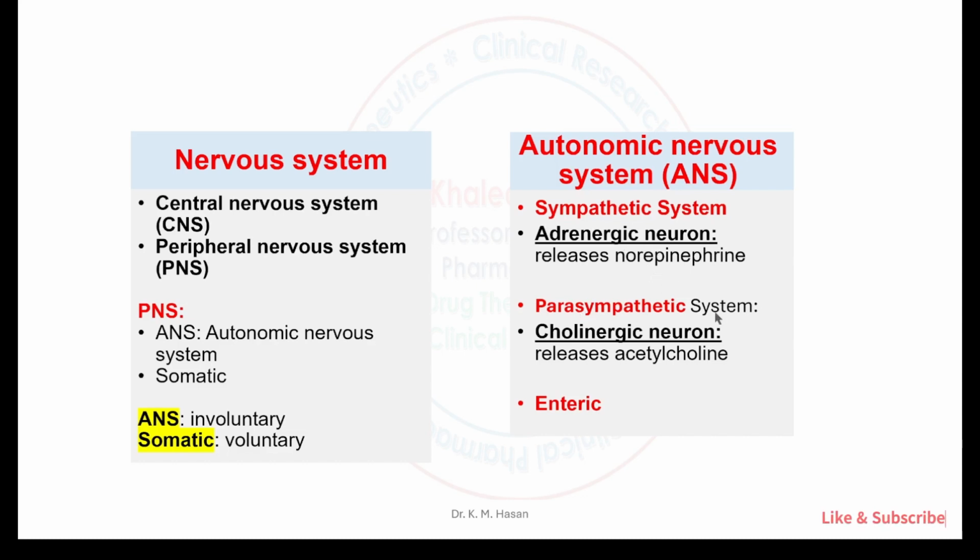Regarding the parasympathetic system, the neuron responsible for this system is called the cholinergic neuron. This cholinergic neuron releases a neuromediator called acetylcholine. The final part, the third part, is the enteric system. We may have a specific discussion about the enteric system.